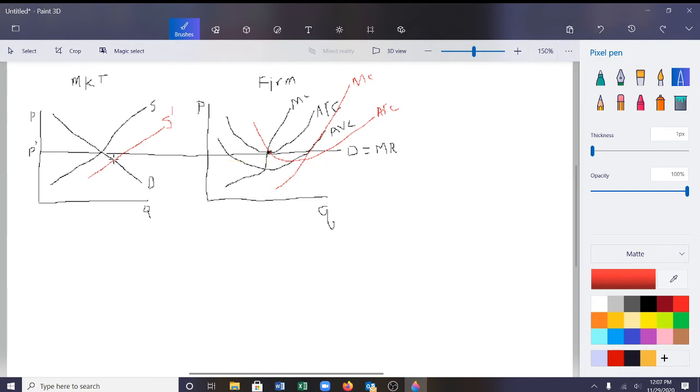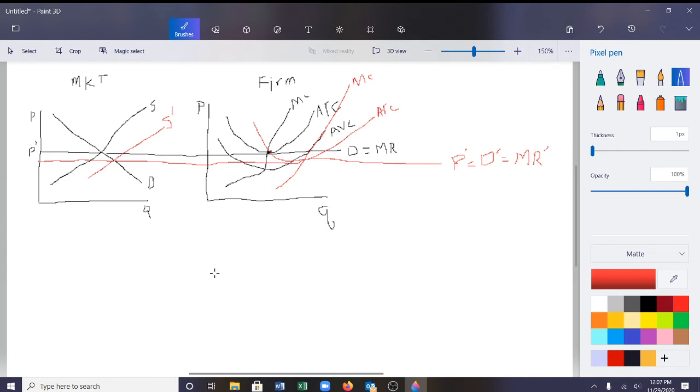Let me try to draw this right. A new price that would intersect the supply and the new supply and the demand model, and it should be tangent to, right? This is the new demand and the new marginal revenue. New price, new demand, and new marginal revenue.